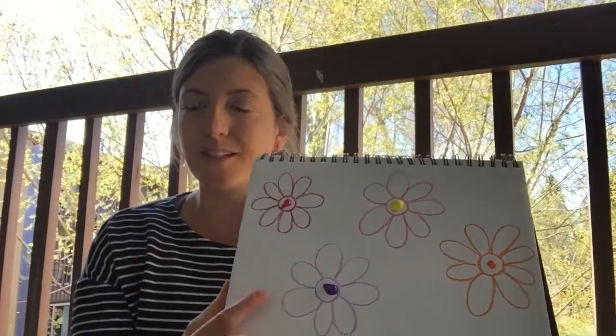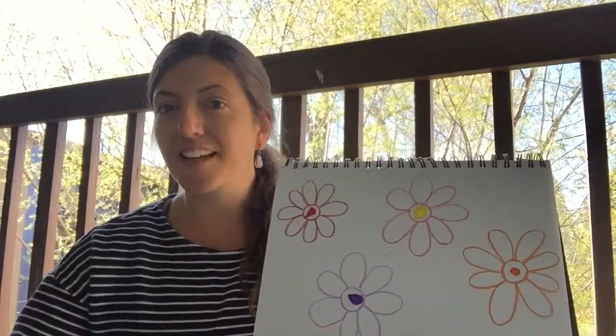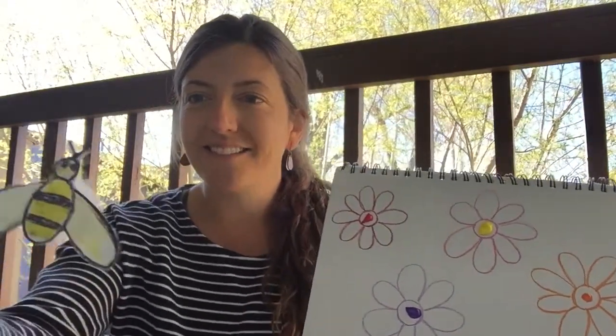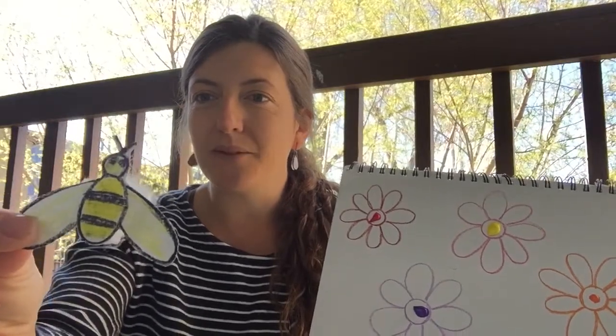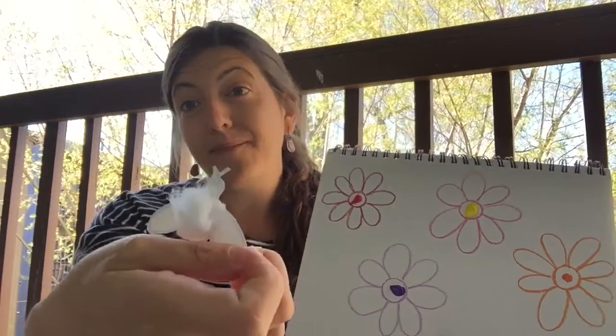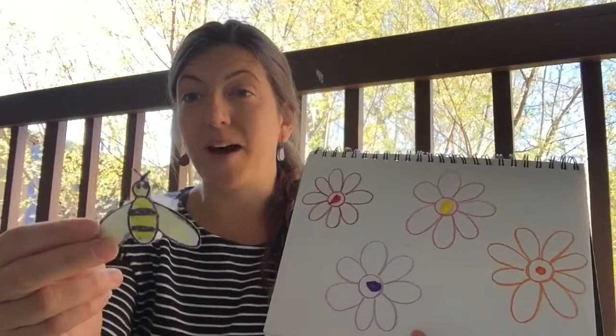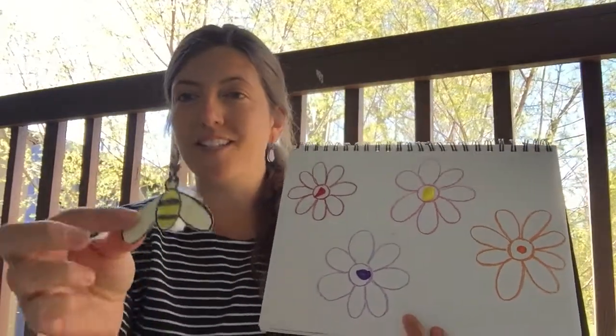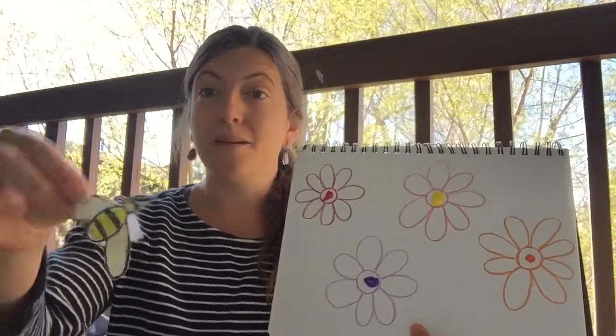Okay. So now you see I have the paint inside each one of the flowers. So I also made a little bee. And what I did is I drew the bee with some crayons, cut them out, and I glued a cotton ball on the back. But you can be creative and come up with a different type of pollinator. But really all I'm going to show you is, here's a little bee.